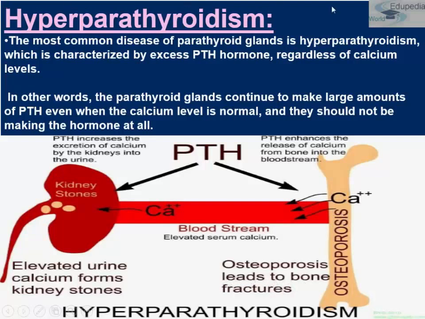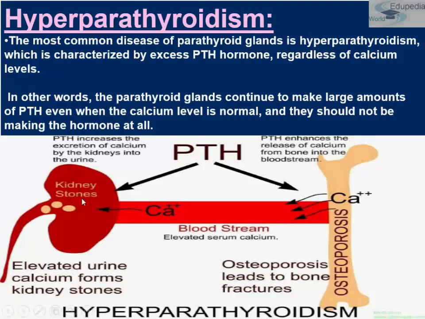So this is the common disorder of parathyroid hormone, which we call hyperparathyroidism, and it occurs because of the excess PTH hormone regardless of the calcium level. And the parathyroid gland continues to make large amounts of PTH even when the calcium level is normal, and they should not be making the hormone at all.